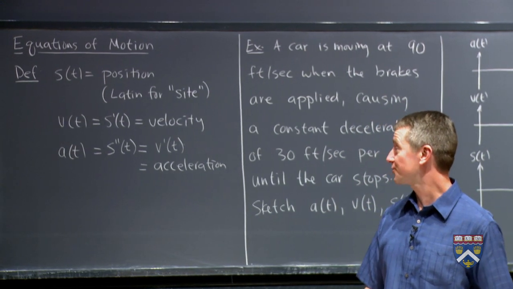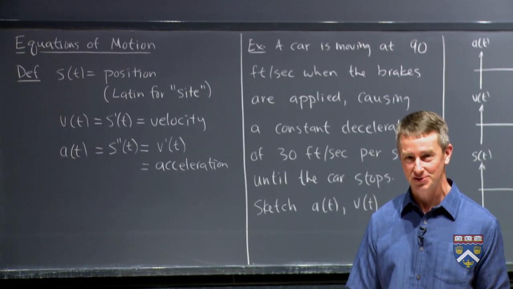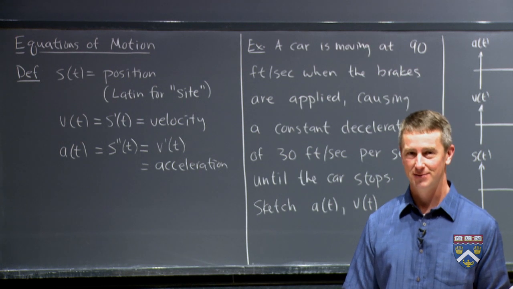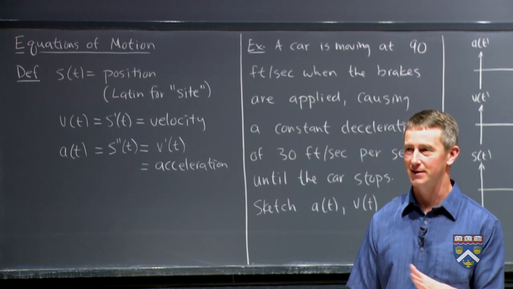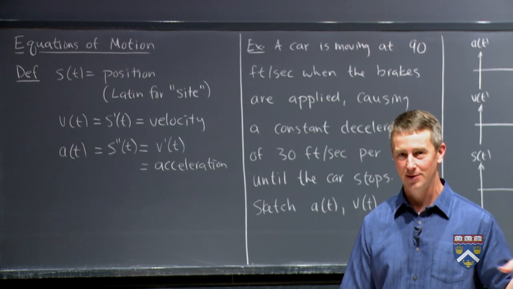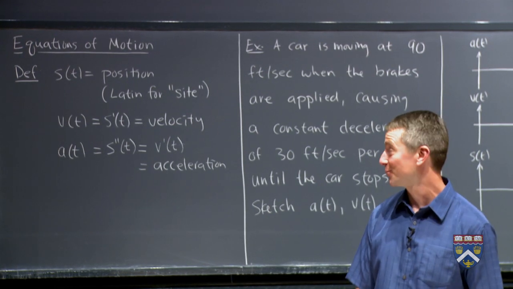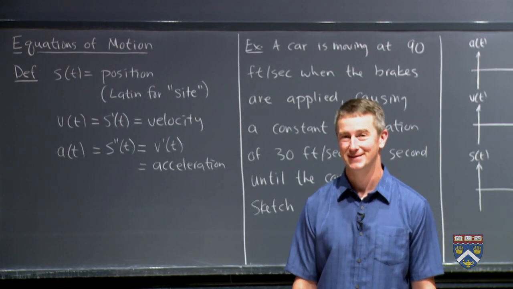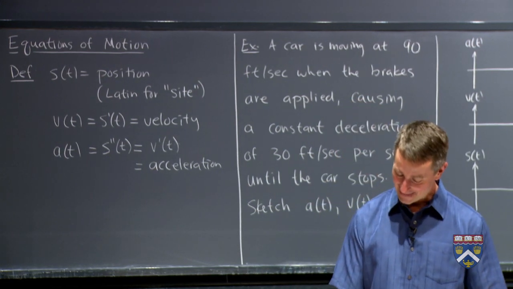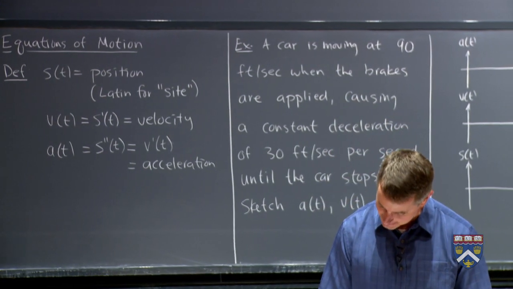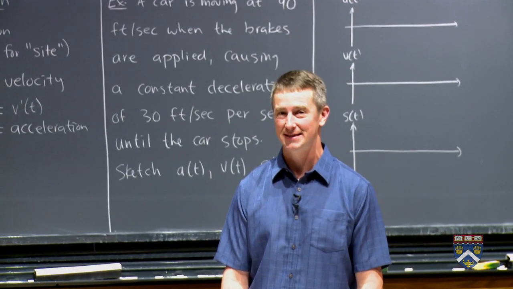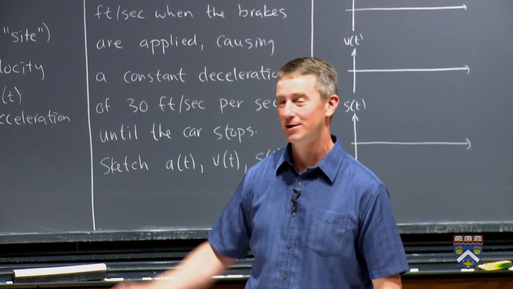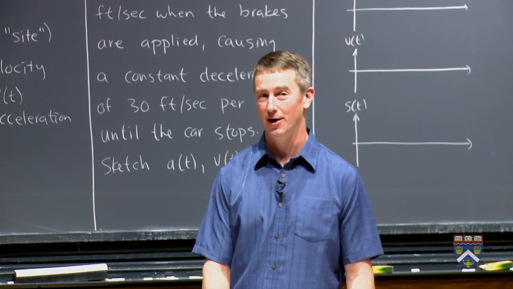So do you know what s triple prime of t is? The rate of change of your acceleration. So if you're accelerating in a smooth way, you don't feel this. But if you're accelerating in an erratic way, you feel a jerk. And that is actually what s triple prime of t is. It's called the jerk. And then s quadruple prime of t has its own name. It's called jounce. You don't need to know any of these beyond this. Or snap, sometimes people call it.